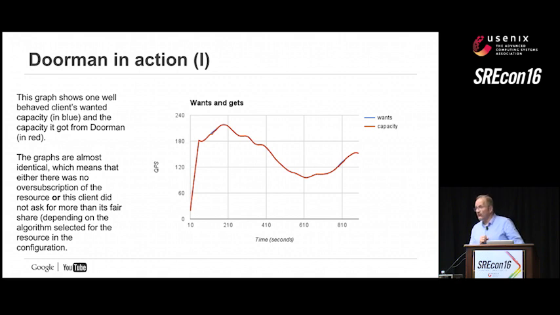And that can mean either of 2 things. Either there was no oversubscription, so we could just fulfill every client, or there was oversubscription, but this client requested less than its fair share, so it got what it wanted. And the guys who asked for more than their fair share got throttled on the client side.